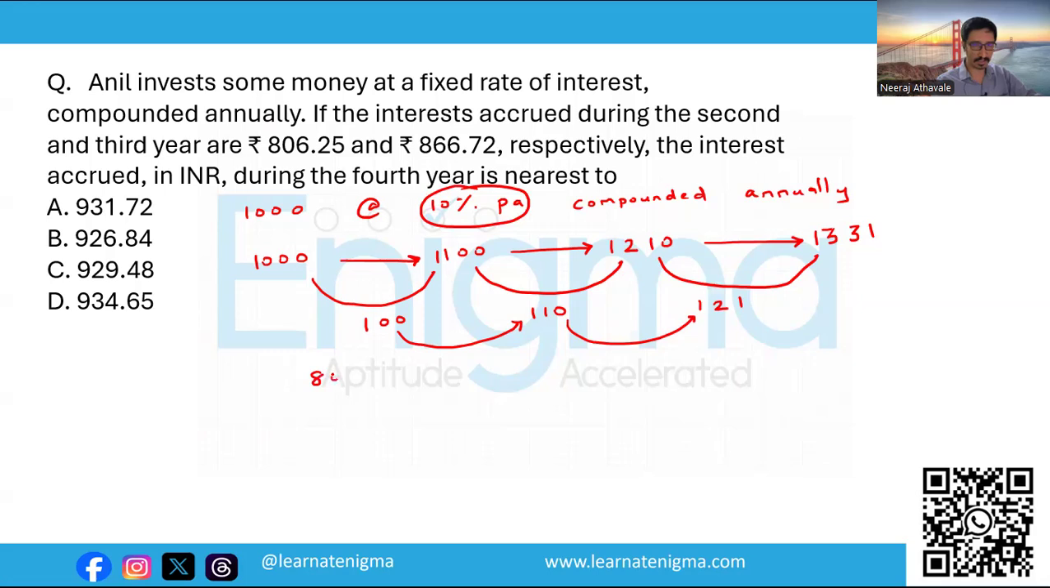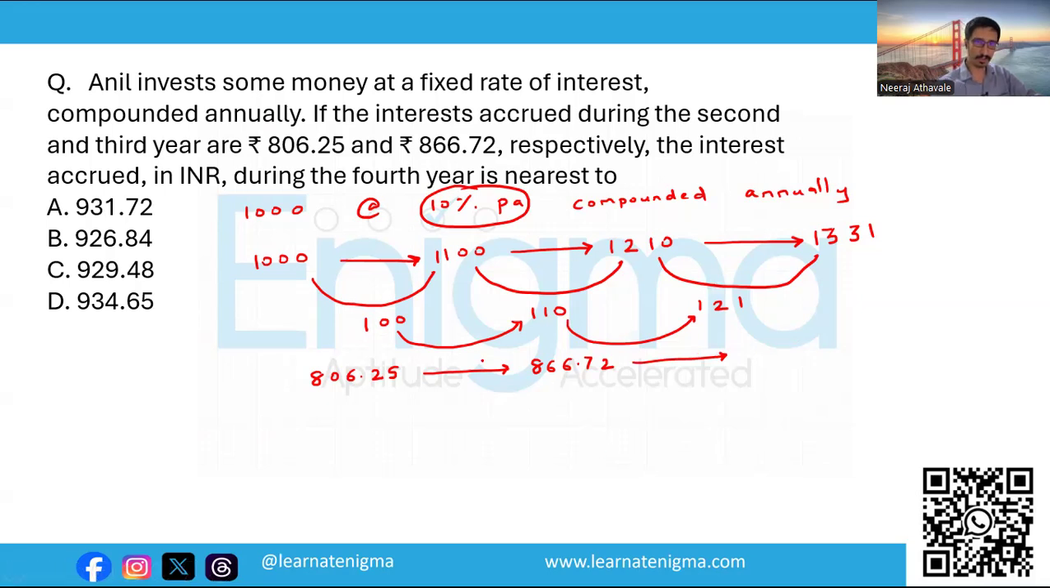So 806.25 is earned in the second year. It becomes 866.72, the interest earned in the third year. We want it in the fourth year.